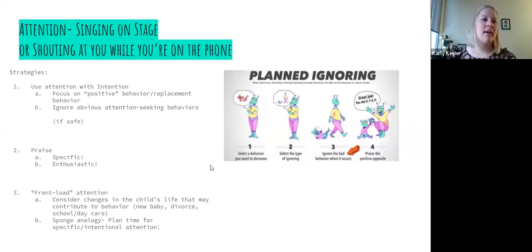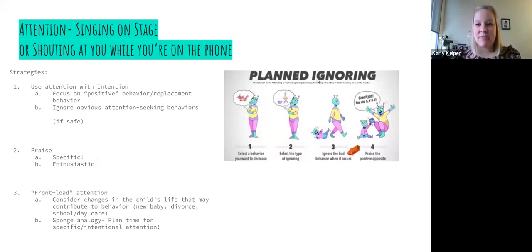What do you do? Well, some strategies that I recommend are using attention with intention, right? They're asking for your attention, so by giving it to them, you're reinforcing it. If every time they yell at you, you turn and look at them and respond, you're teaching them that it's okay to yell because that's what's going to get their attention. So it's important for us to focus on those replacement behaviors or the positive behavior that we want to see, and also to ignore the obvious attention-seeking behaviors, as long as they're safe. When a child is self-harming or throwing themselves down, I understand we have to make sure that they're safe. But if they're just annoying, we can ignore those.